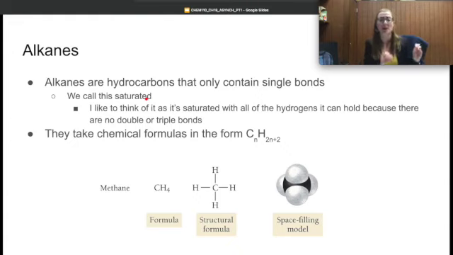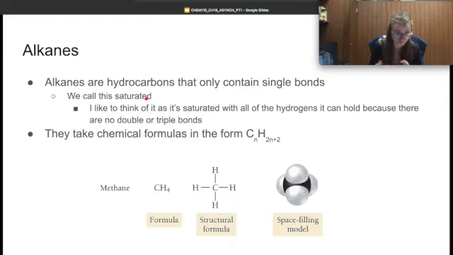Just like when we were talking in solutions chemistry, a saturated solution had that exact maximum of solute in solution. Well, here, it's the exact amount of hydrogens I could pack around all of my carbons so that my carbons each had 4 bonds, all single bonds, no double bonds, no triple bonds to be seen. So that's kind of what makes up an alkane. When we're naming alkanes, they're going to have that ANE ending. So if you hear something that ends in ANE, then that's going to be an alkane.